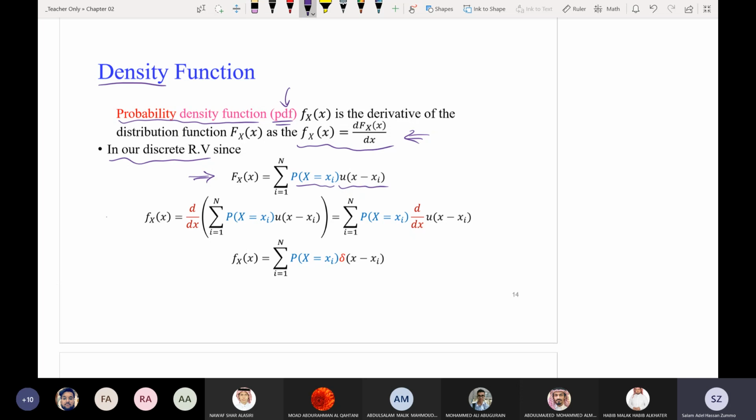Now if I differentiate this with respect to small x, I am differentiating the only variable, which is the step function. Differentiating a step function gives you what? A delta function. So the staircase that we talked about before, which starts from 0, and then this is x1, x2, x3, x4.